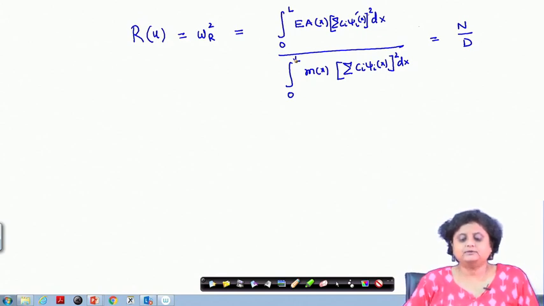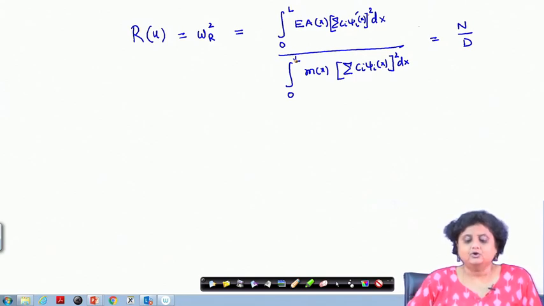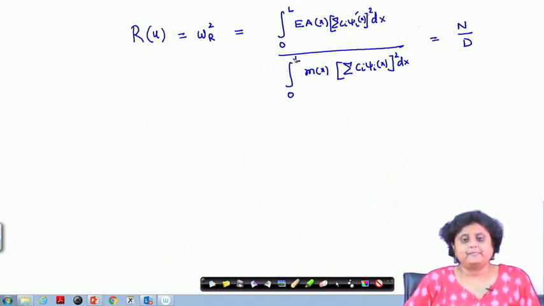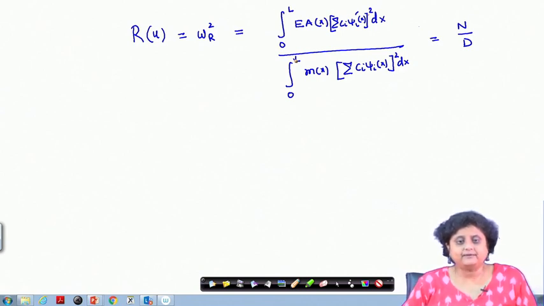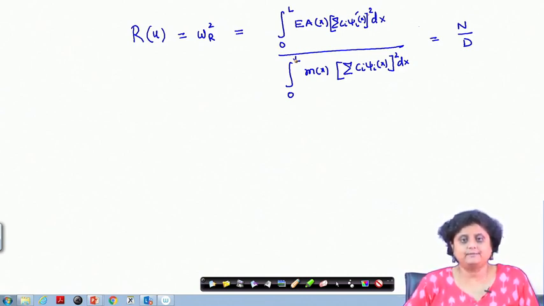Now, the Ci's are unknown. So, how am I going to find out Ci? So, now what I say, the best approximation for the mode shape is going to be obtained when that approximated mode shape is minimizing the Rayleigh's quotient. That is the Rayleigh's theory, right. So, I have to find out Ci such that those Ci's are going to minimize the Rayleigh's quotient.